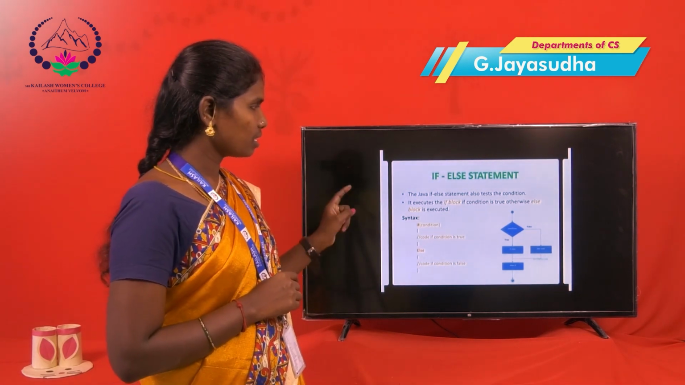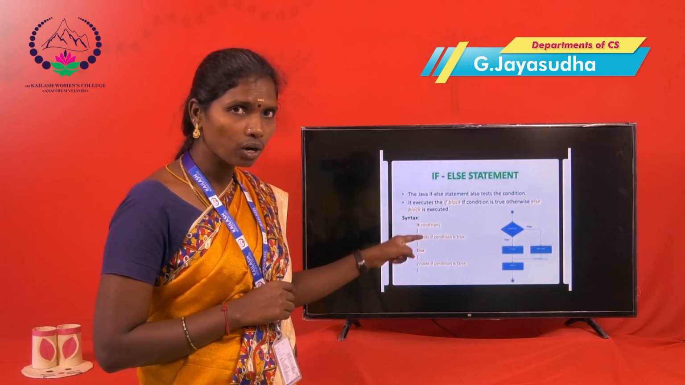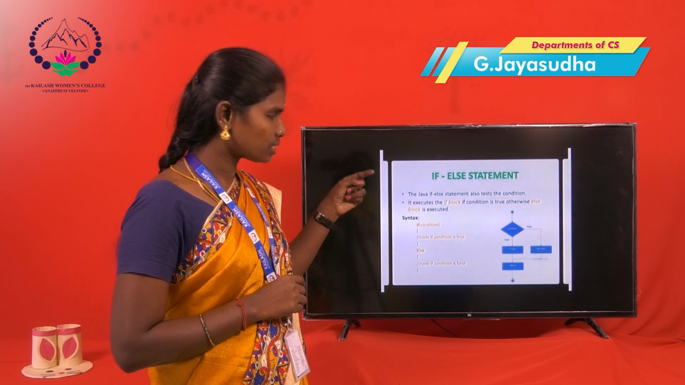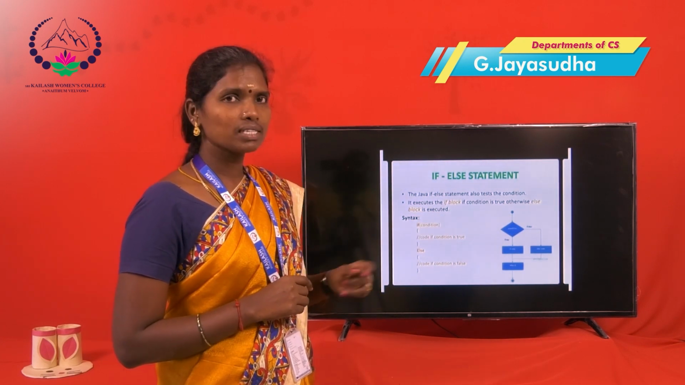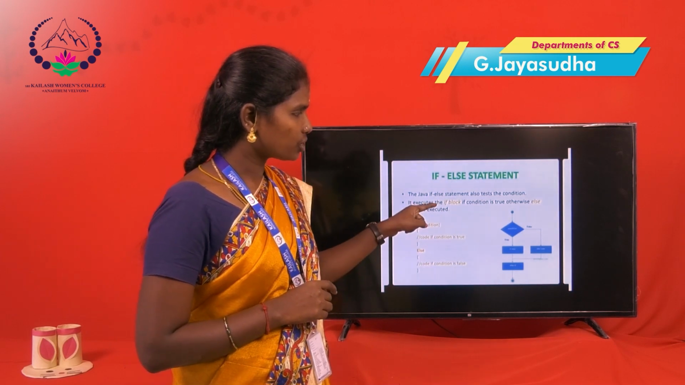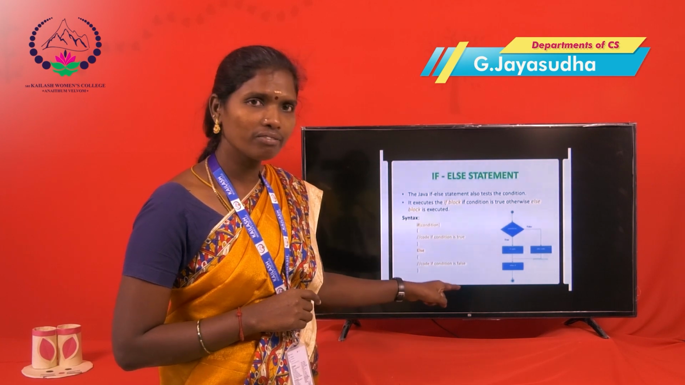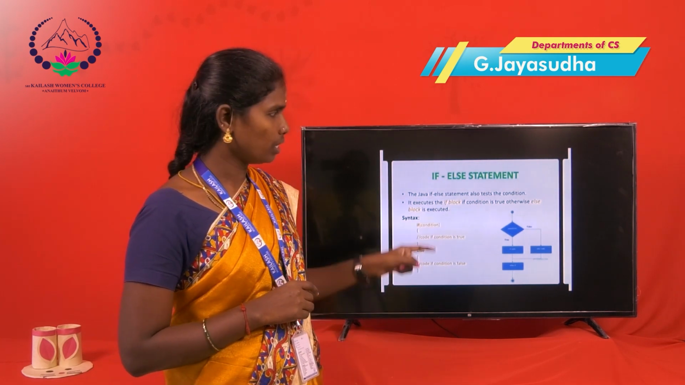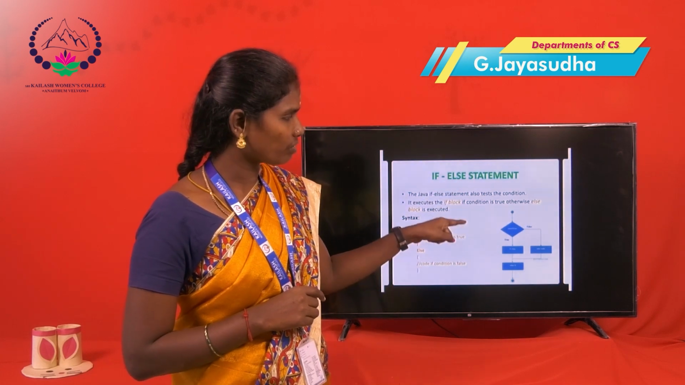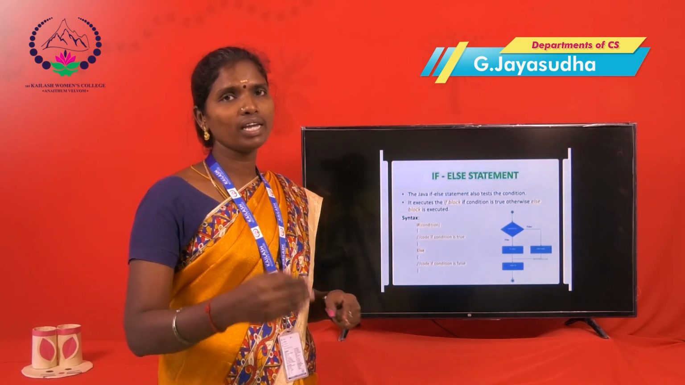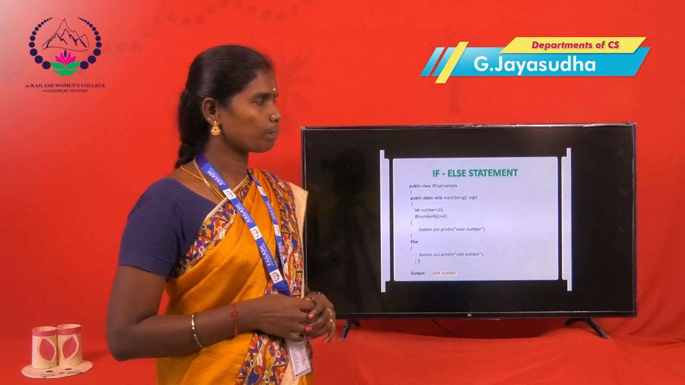The syntax is if condition. If the condition is true, the true block will be executed. Suppose the condition is false, only the else part is executed. There is a flowchart. If the condition is true, the true block code will be executed and we move to the remaining statements. If the condition is false, the false block will be executed, then we move to the next line. So this is the process of a simple if-else statement.